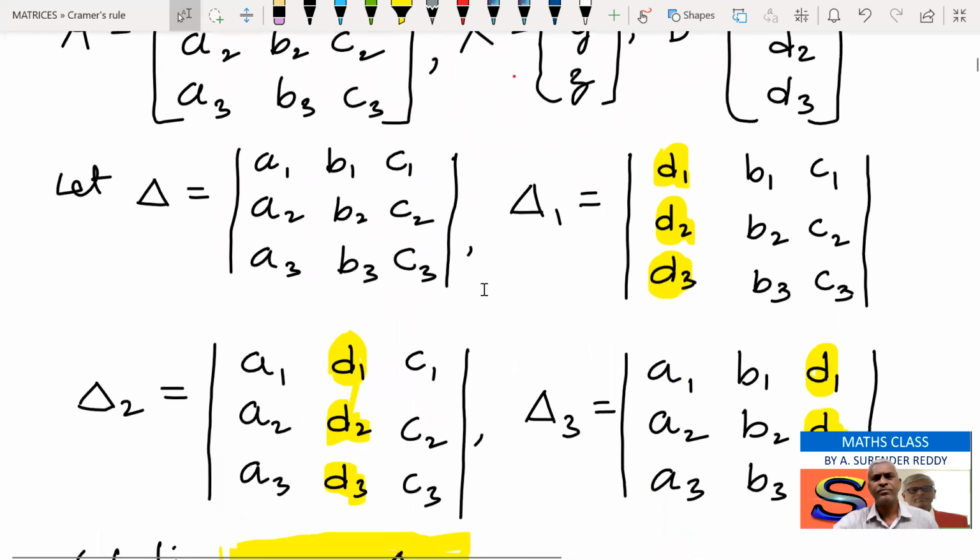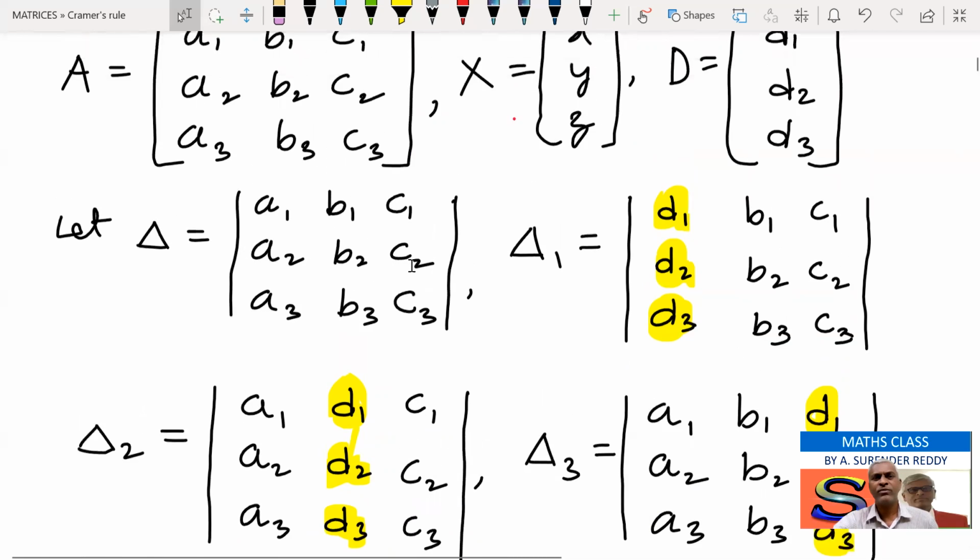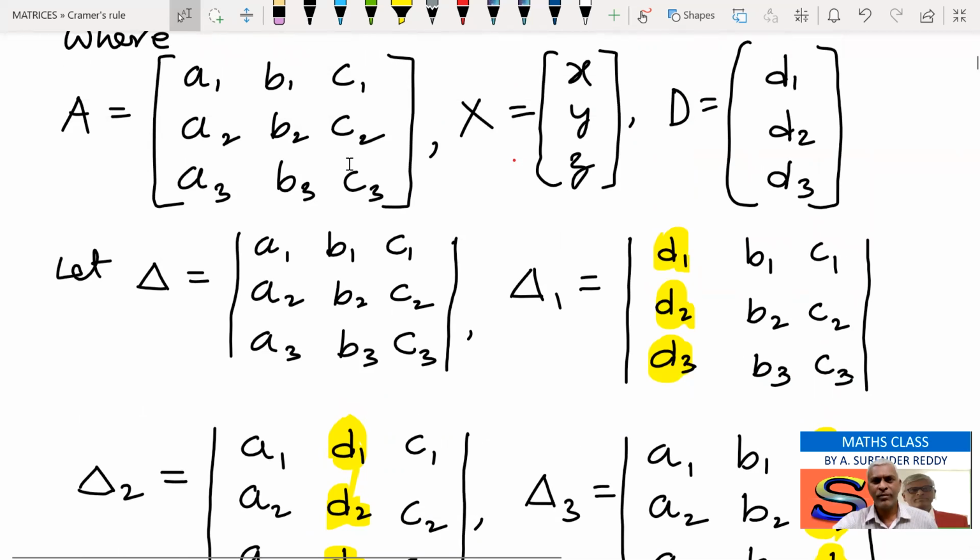In second step, consider four determinants. The first one, delta, is the determinant of the coefficient matrix A. And the second determinant delta 1 is the determinant of D1, D2, D3, B1, B2, B3, C1, C2, C3.